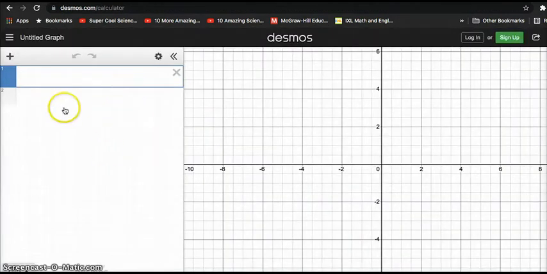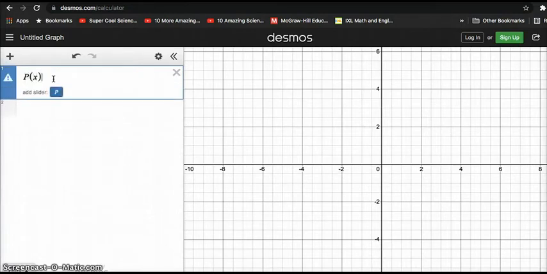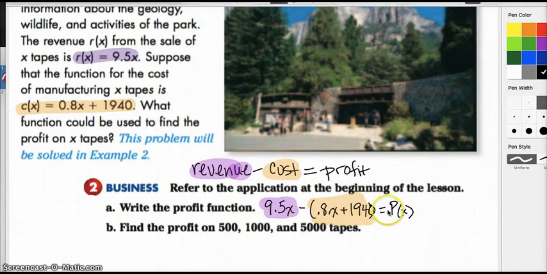So what I'm going to do is actually input the P of x function that we had. Remember, it was P of x is equal to, let's see what was it? Hold on. So I come back here and I see, oh, the profit P of x is equal to one function minus the other.